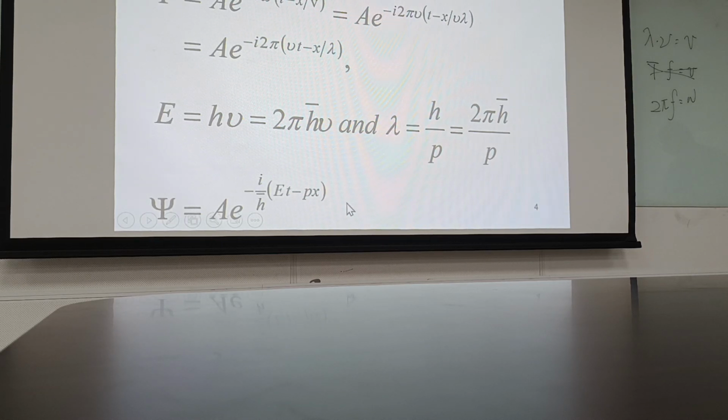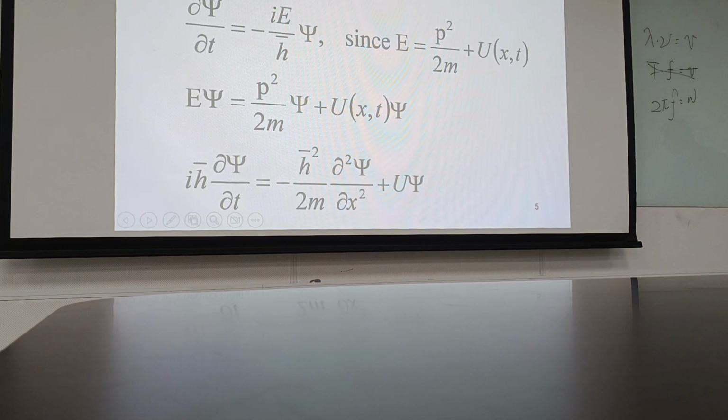Then after this, A e to the minus 2 pi i (vt minus x) over lambda can be rewritten as this one. And if we differentiate twice with respect to the location, or displacement, and once with respect to time, then this will be our Schrödinger equation. You learned this in the first eight weeks from Professor Du, right?